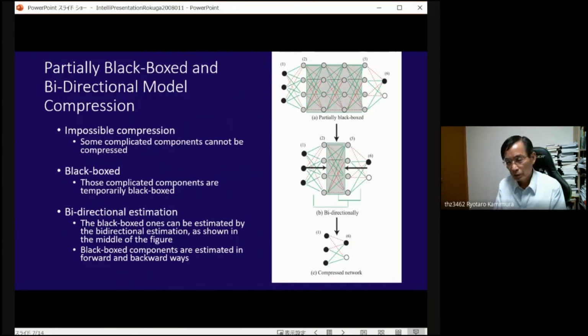However, some complicated components cannot be compressed. Those complicated components are temporary black boxes. The black box ones can be estimated by the bidirectional estimation. Black box components are estimated in forward and backward ways.